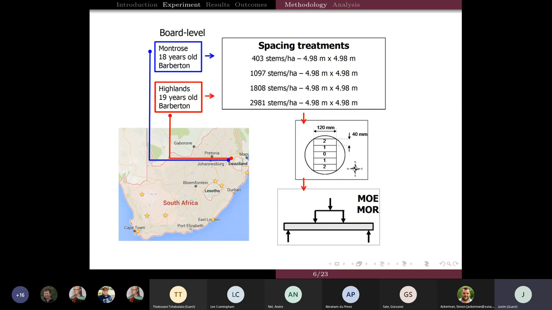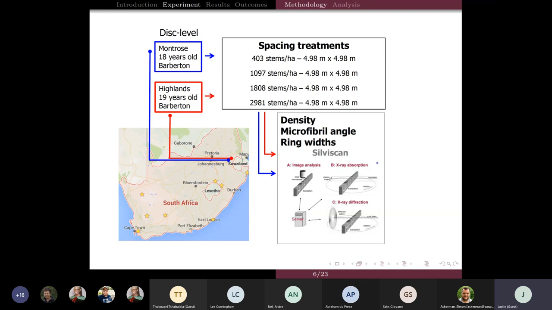And then for both the Montrose as well as the Highlands plantations, we also extracted some cores or discs from which we then processed some strips, and we sent that off. And then with the help of Professor Robert Evans, we got some SilviScan measurements, and we got the density profile as well as the microfibril angle profile from pith to bark to use in our analysis.